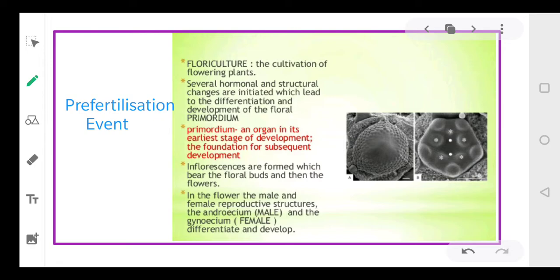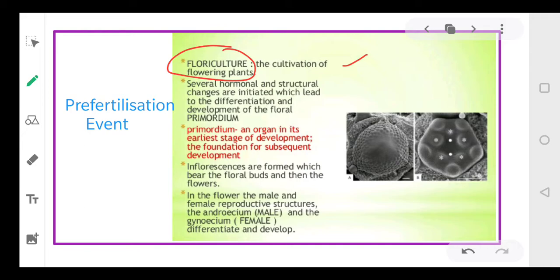Now coming to the pre-fertilization events. Much before the actual flower is seen on the plant, right everyone? There are certain processes, or you can say the plant has certain decisions to take before the flower formation takes place. And the cultivation of flowering plants is called floriculture. Okay, this is a very important term. So what is floriculture? Cultivation of flowering plants.